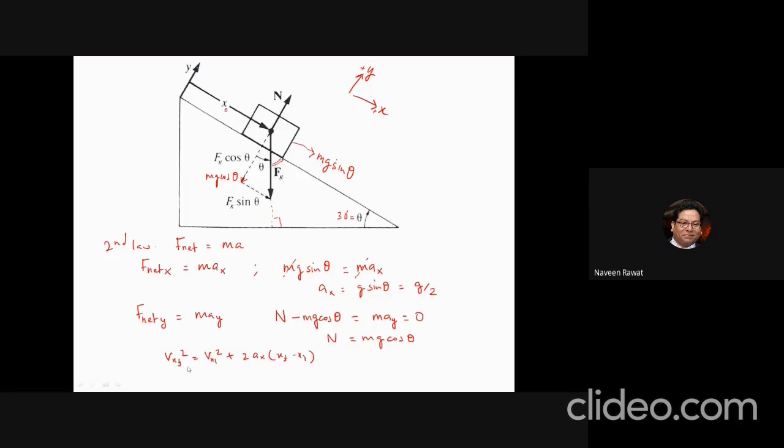We are interested in finding the final velocity, the velocity at this location. We have called it v, so that is v squared. For the initial velocity, we said the object is starting from rest, so this value is 0. Then you get 2, and the acceleration in the x direction is g by 2, and x final minus x initial is the distance between these two points, which is defined as x0. The 2 and 2 cancel, so you get v squared equals g x0, or v is equal to the square root of g times x0.